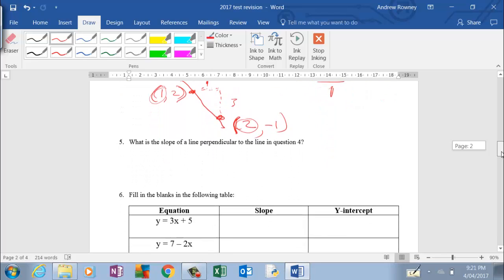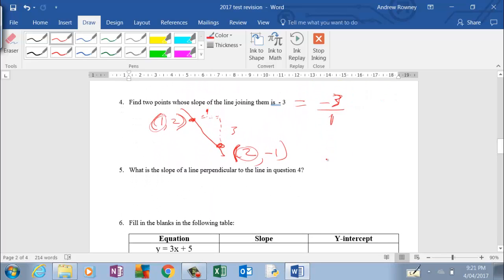What is the slope of a line perpendicular to the line in question 4? For perpendicular slopes, you've got to flip them upside down and do the inverse sign. So we flip 3 on 1 and it becomes 1 on 3, and do the opposite of minus, which is plus. So that's the slope of the perpendicular line. If we continue that line like that, it's this line here. This slope has 1 on 3.